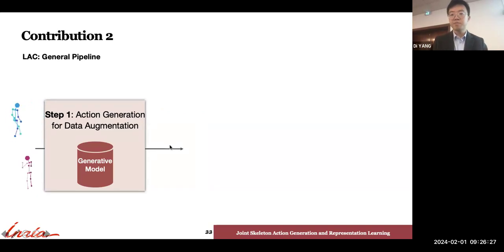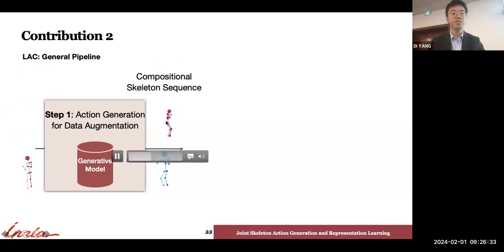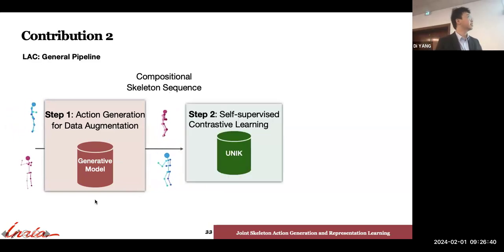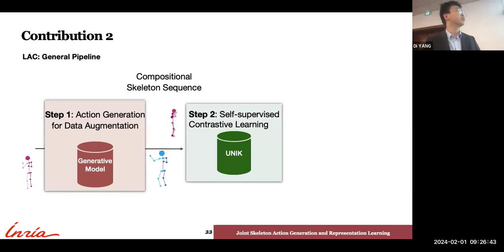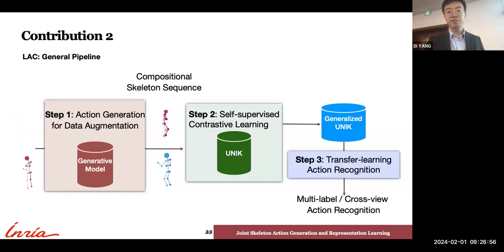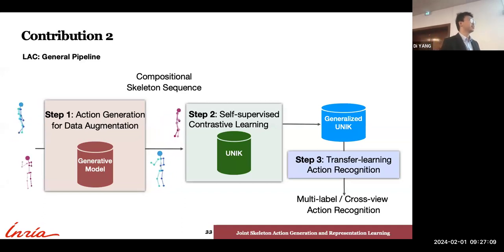This is achieved by the motion and static feature disentanglement, and we can generate a compositional skeleton sequence, which combines the two single sequences. And then this generated skeleton sequence will be used for self-supervised contrastive learning to improve the generalizability of our previously proposed unique model. And we can get a generalized unique. And finally, we can transfer this generalized unique to downstream specific action classification, multi-label action frame-wise classification and segmentation, or cross-view action recognition.